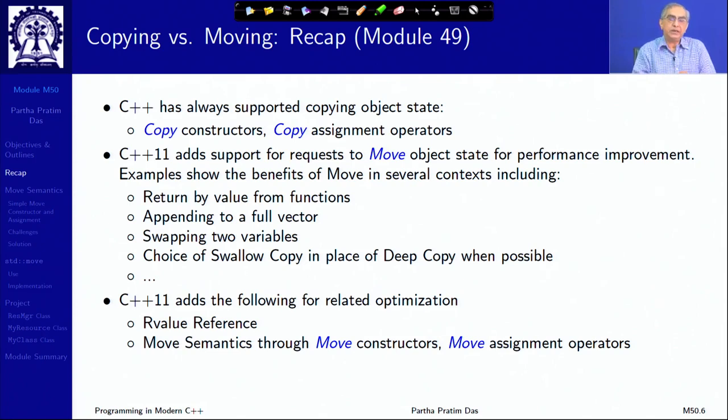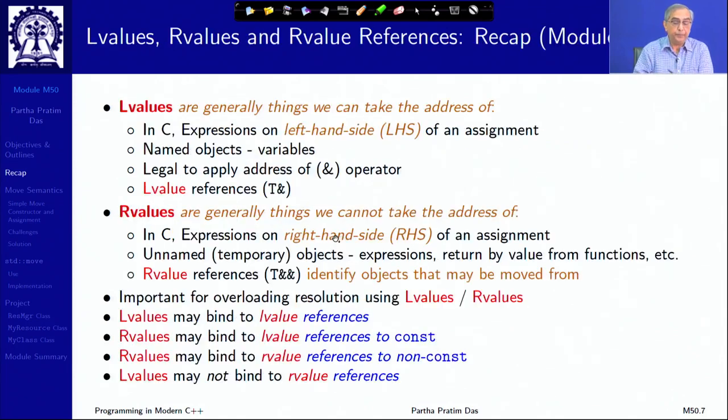So, C++11 adds the related optimization through Rvalue reference and move semantics through move constructor and move assignment operator.